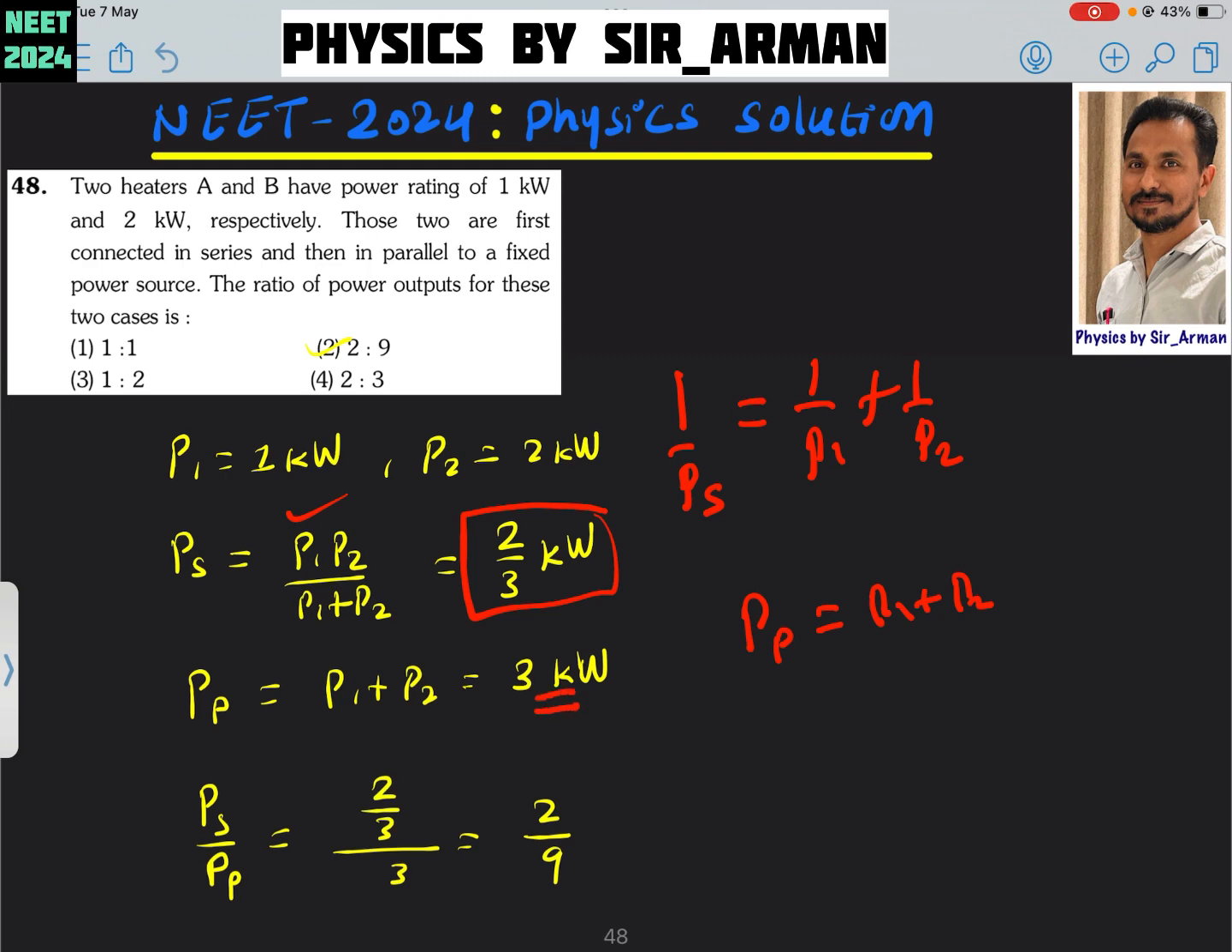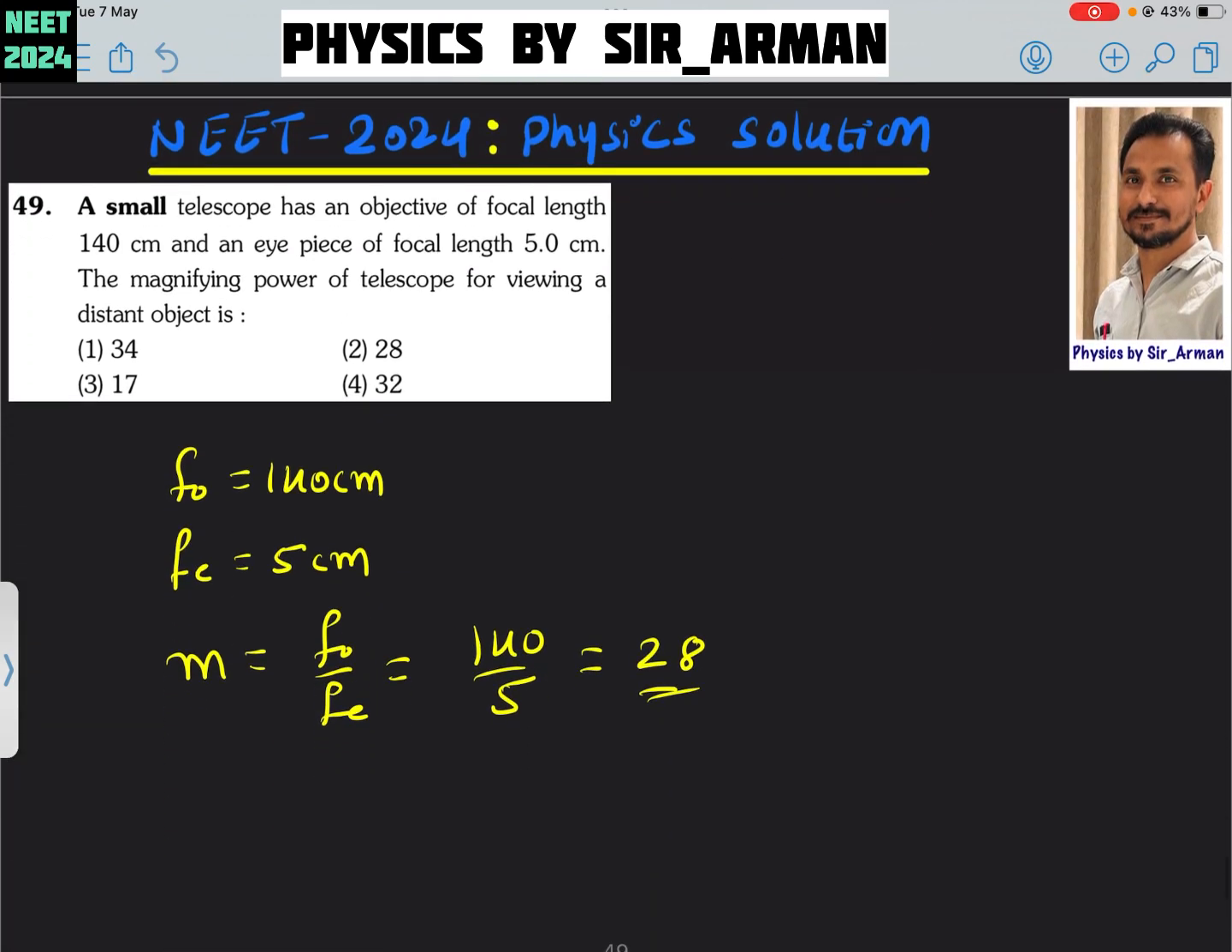Now it is asked the ratio of the power output for these two cases. So first it was series. So series to parallel, the ratio will be 2 by 9. So option number 2 is correct.